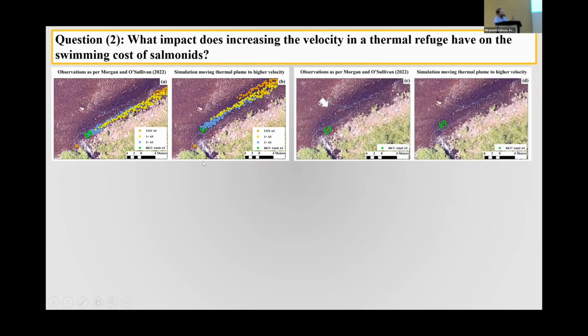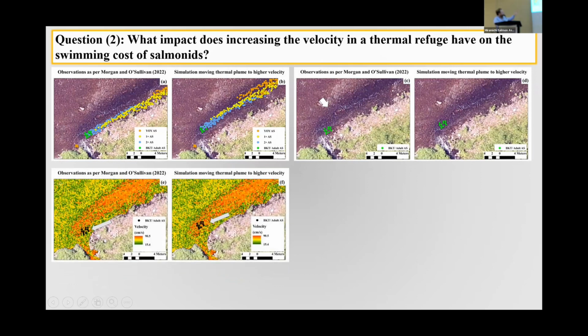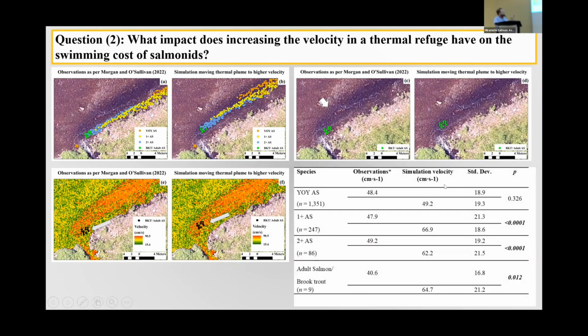Okay, this is just by way of illustration, for the brook trout and adult salmon. They were here, and we're going to move them here. The temperatures are the same; we're just going to change the velocity. This is the lower velocity area. I hope no one here is colorblind. Apologies if you are. We would take the fish from here and move them into this higher velocity area. Then we look at the differences between the observations from Alex's data and what we simulated.